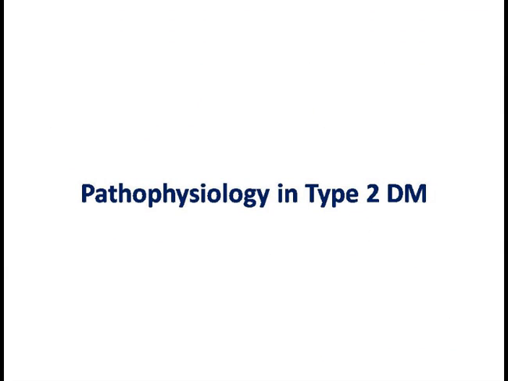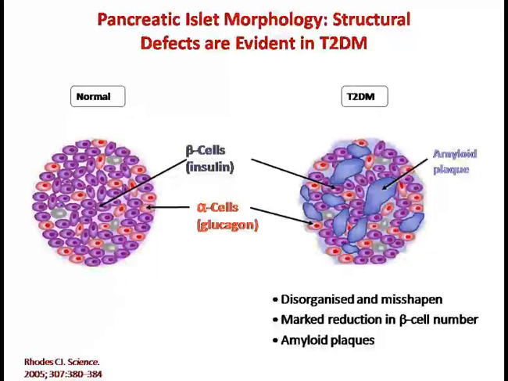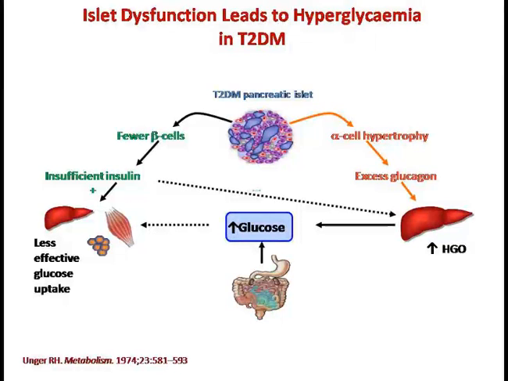In diabetes, the beta cells, which are profound and much more in number, start to decay. There is disorganization and misshaping of the beta cells, and amyloid plaques develop all over the pancreatic islet cells, which means that the reduction in the number of beta cells is compensated by a hypertrophy of the number of alpha cells in the islet cells. And this leads to excess glucagon production and increased hepatic glucose output, leading to higher glucose, and insufficient insulin with less effective glucose uptake leads to this pathophysiological situation of increased glucose in the peripheral circulation.